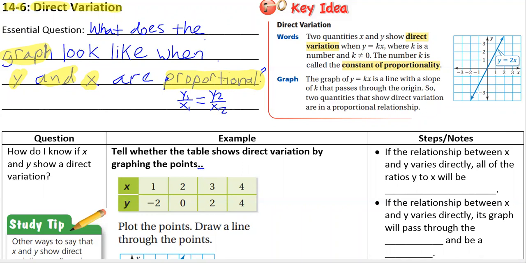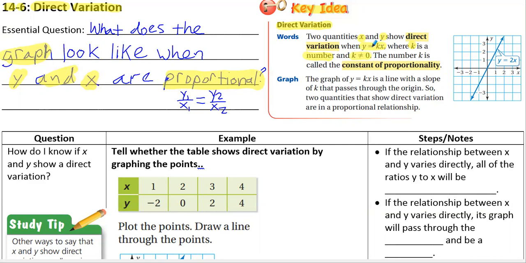So let's take a look at this in the key idea. Direct variation, two quantities, x and y. Remember, we usually do y to x because we're thinking about slope, and slope is change in y over change in x. But anyway, two quantities, x and y, show direct variation when y equals kx, where k is a number. K is a number, okay? And k is not equal to 0.